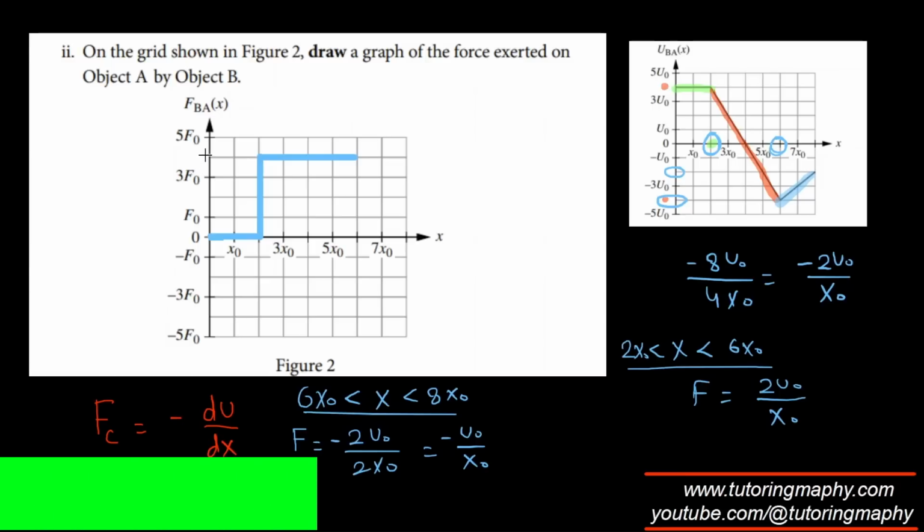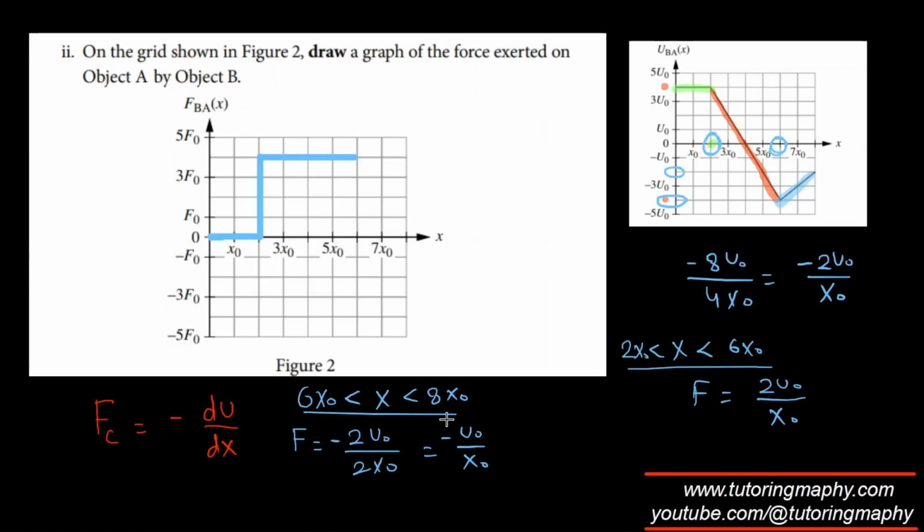So half of 4 is 2, but not positive 2. It should be negative 2. So negative 2 is somewhere over here. So we're going to drop down and then we're going to go forward like this. So this is going to be our answer for this question.